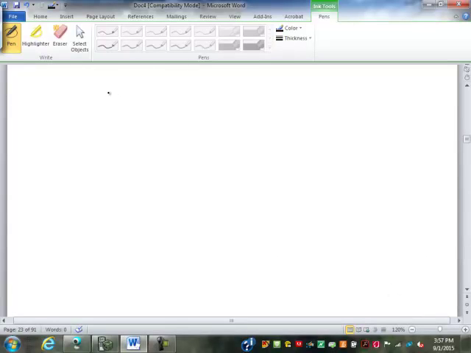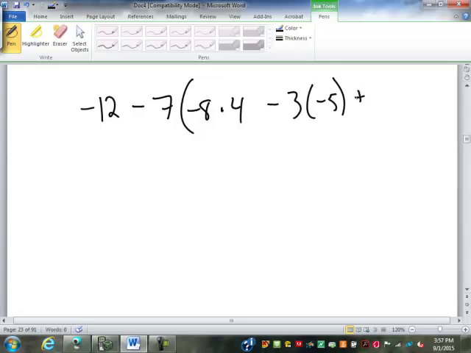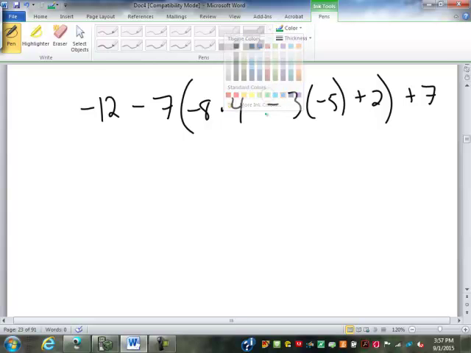So anyway, let's look at order of operations. You might have something like negative 12 minus 7 times negative 8 times 4 minus 3 times negative 5 plus 2 plus 7. We've done order of operation problems before, but when we start putting the negatives within them, it gets more complicated, because now the parentheses are not always an enclosing symbol. Sometimes they're just there to isolate the negative with a number. And that occurs in this problem here.